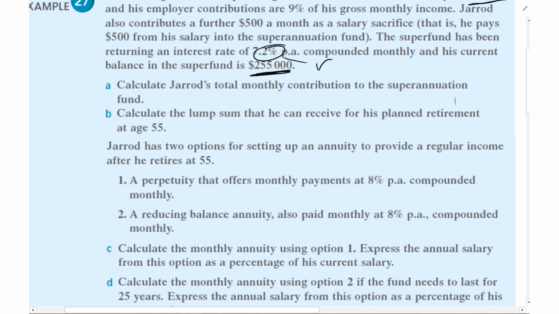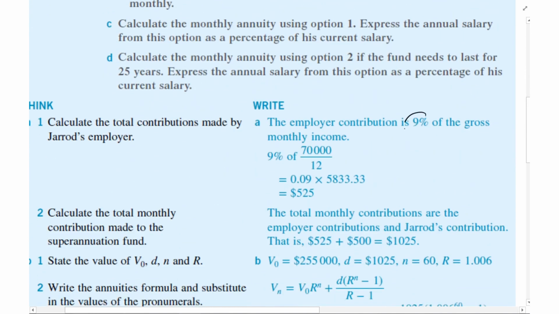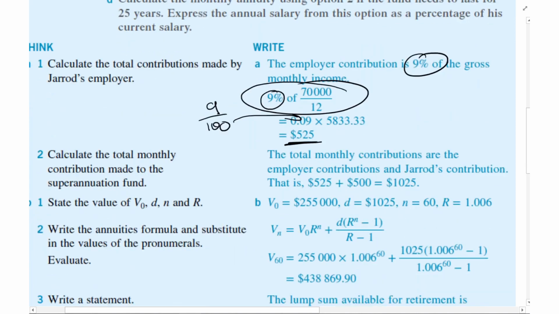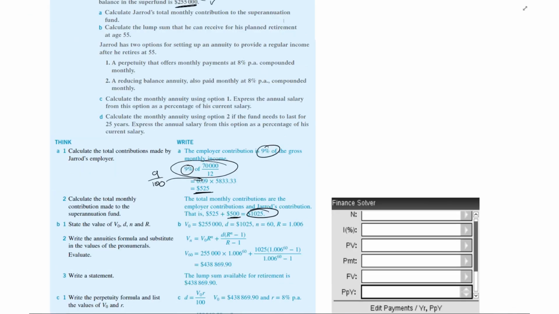Okay, so that's his annual salary. And so we calculate the total monthly contribution to the super fund. Well, his contributions are 9% of his gross monthly income. Basically, if you do 9% of 70,000, remember 9% is like saying 9 divided by 100, and that will give you 0.09. So your answer for that part would be 525, but he's also adding an extra $500. So he's putting in $1,025 per month. So let's look at part B.